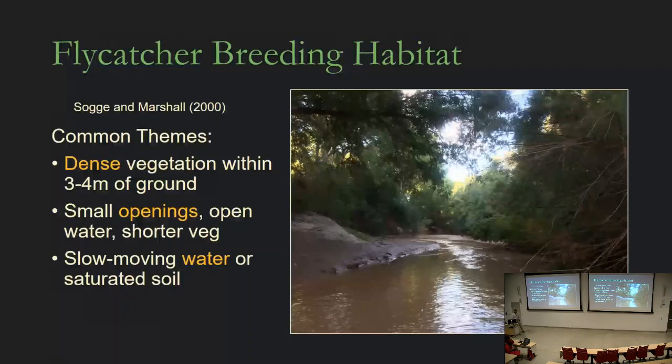There's also small openings in that dense vegetation, so it's not uniformly dense. And there's slow-moving water or saturated soil somewhere in the territory, which is habitat for their prey, the flying insects. So if your feet are wet and you have to bushwhack to move around, and there are insects buzzing around your head, you may be in flycatcher habitat.